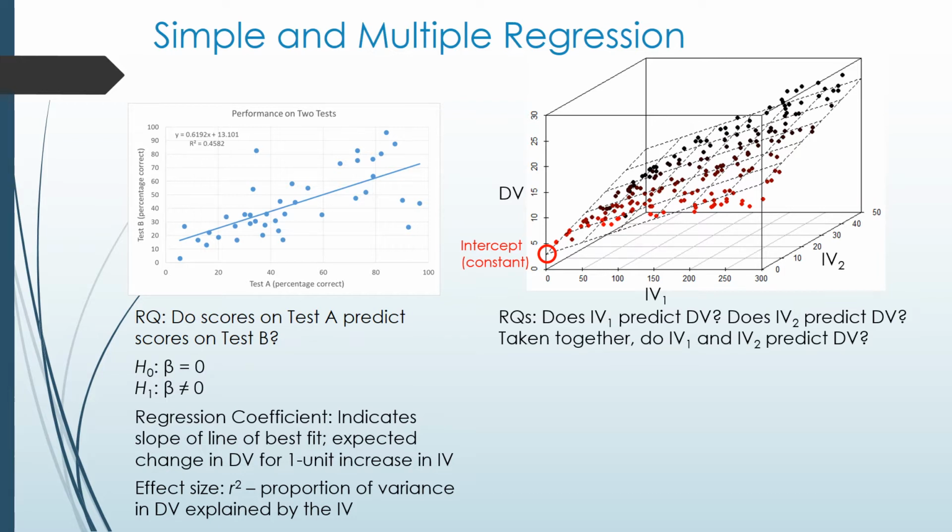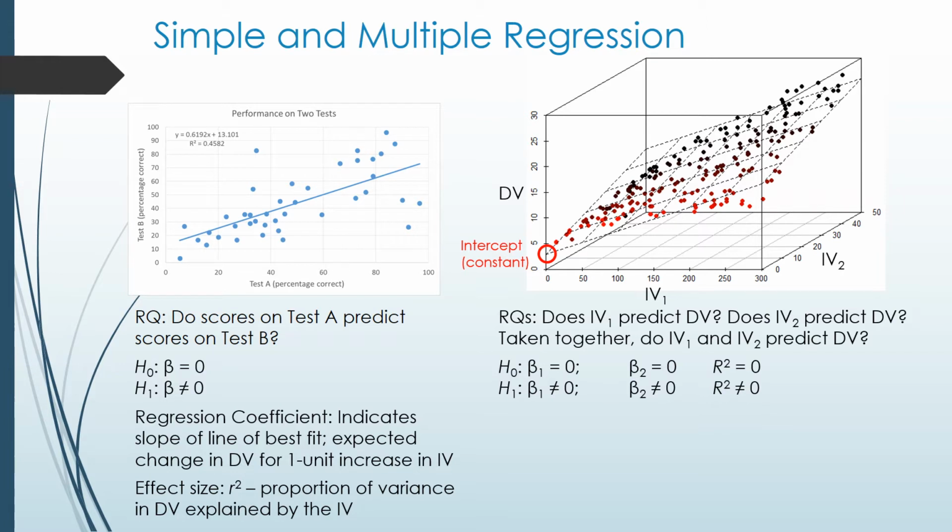The number of independent variables you have in your multiple regression will determine the number of research questions you're going to have. If you add an extra one, you would actually have 4 research questions, one for each of the 3 independent variables and then one for the overall model.